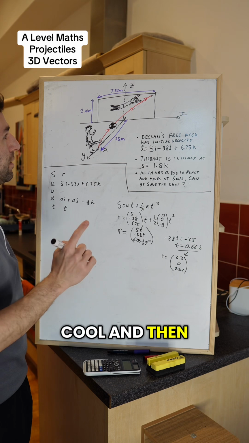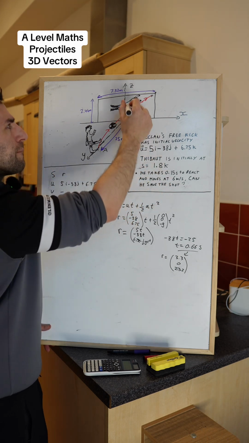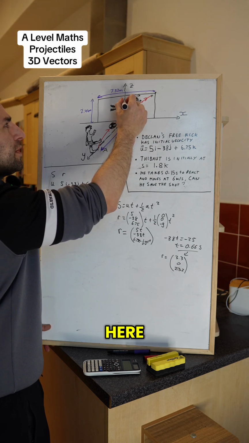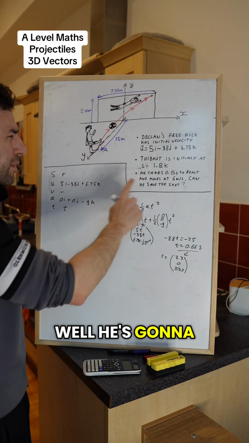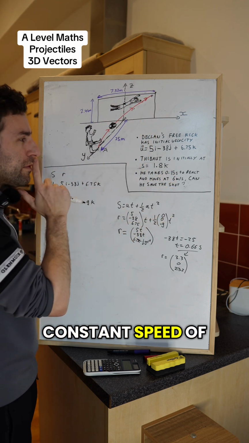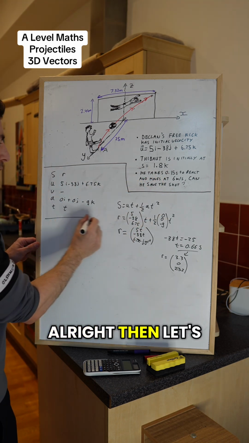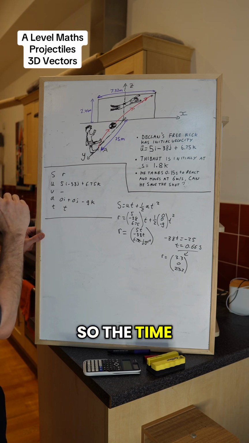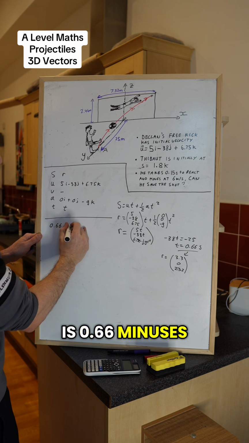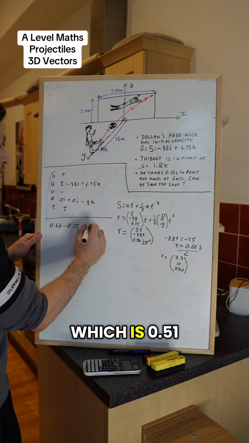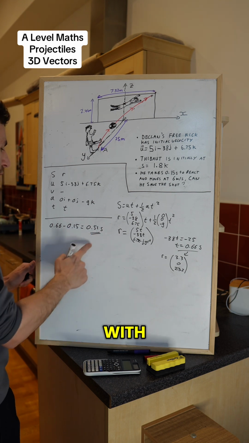Cool. And then we're going to check if Thibaut's going to catch it or not. Well, he starts at 1.8 up, that's somewhere approximately here. And we're going to work out, can he actually get there in time? Well, he's going to go at a constant speed of 6 meters per second. And he's got a bit of a reaction time to deal with as well. All right then, let's investigate. So the time he's really got to get there is 0.66 minus his reaction time, which is 0.51 seconds. So long he's got to work with.